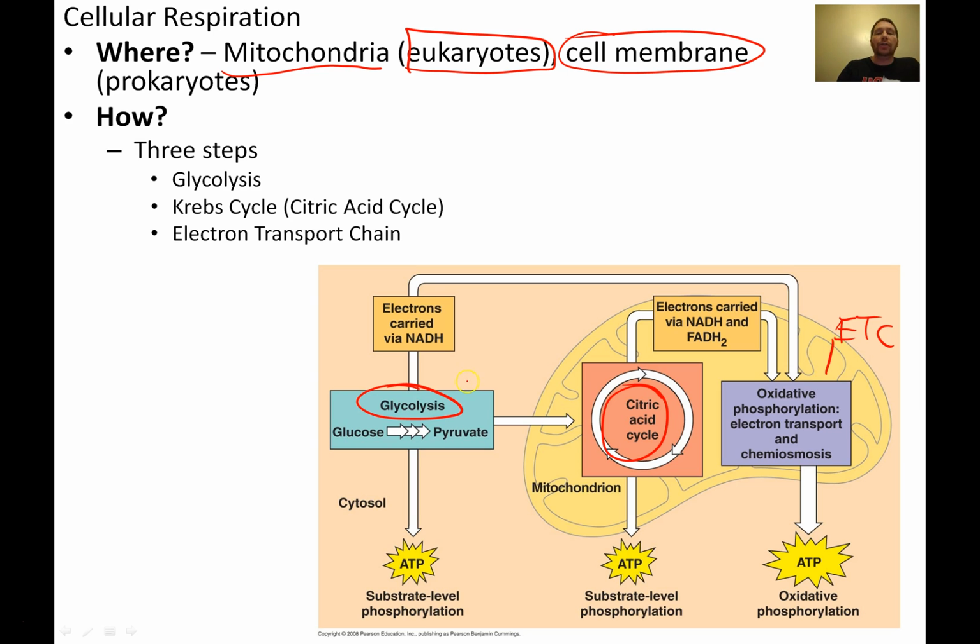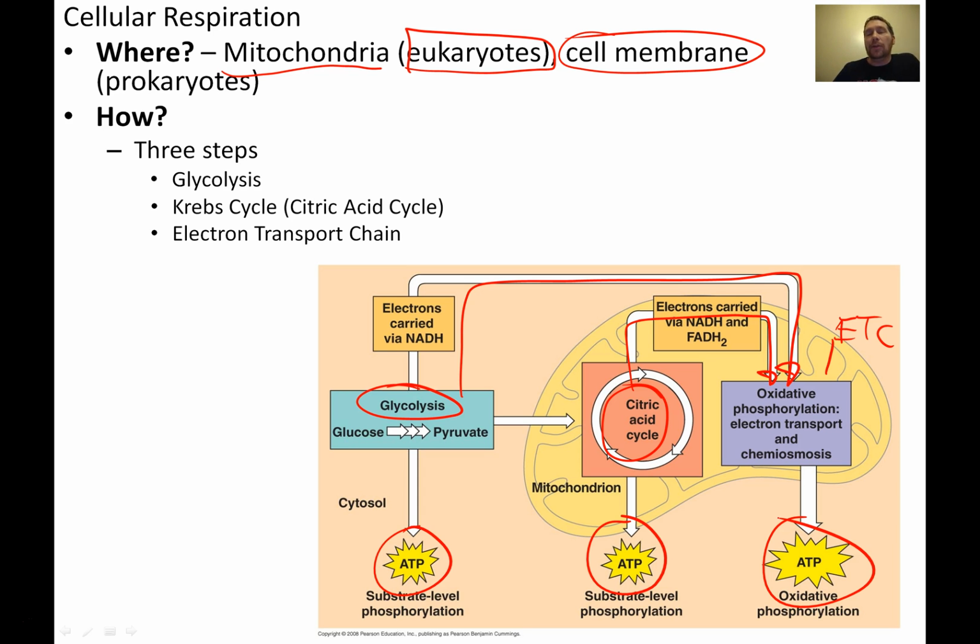The glycolysis, which is the first step, is going to make things that are going to be used by the last step, the electron transport chain. And the citric acid cycle or Krebs cycle is also going to make things that are going to be used during the electron transport chain. Now, all 3 steps make ATP.